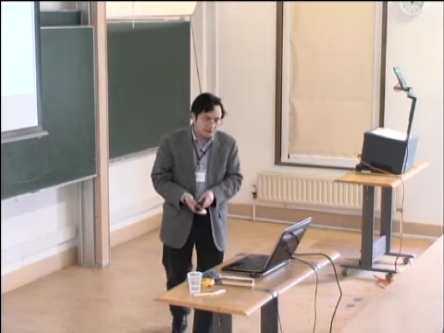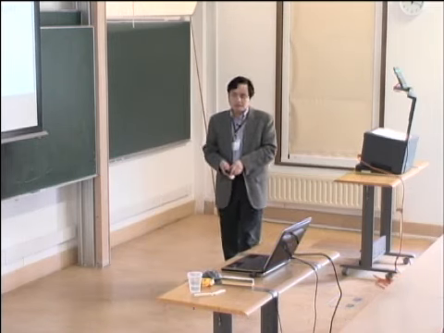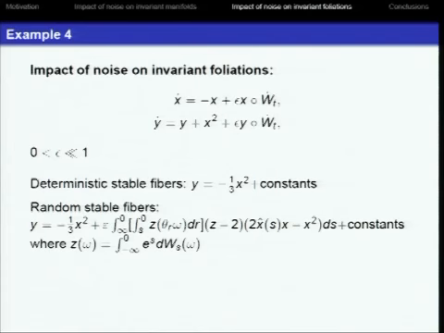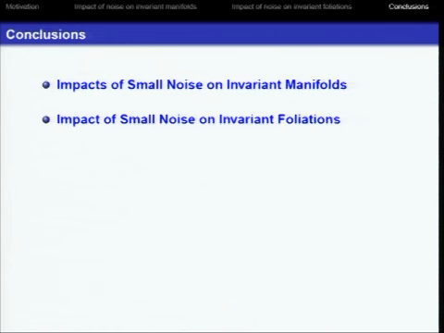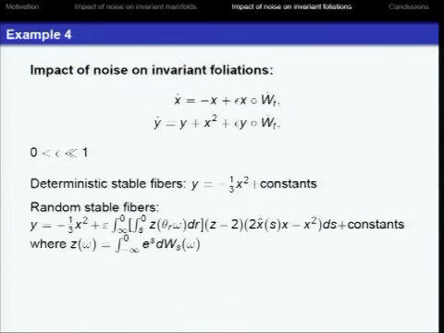Yeah, look at this example: the stable fibers for the deterministic system. Do I have a picture for this? I don't have a picture for this. Okay. Now for the deterministic system, when everything is zero, the fibers are parabolas. I showed you in the earlier picture. On each fiber, system orbits approach each other. Now in the random case, the fiber looks like the following.